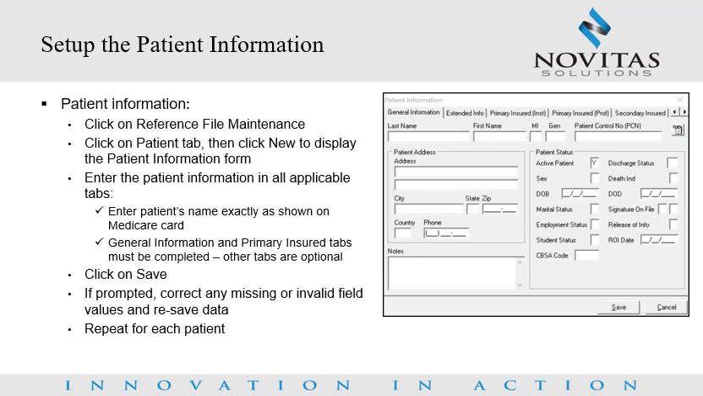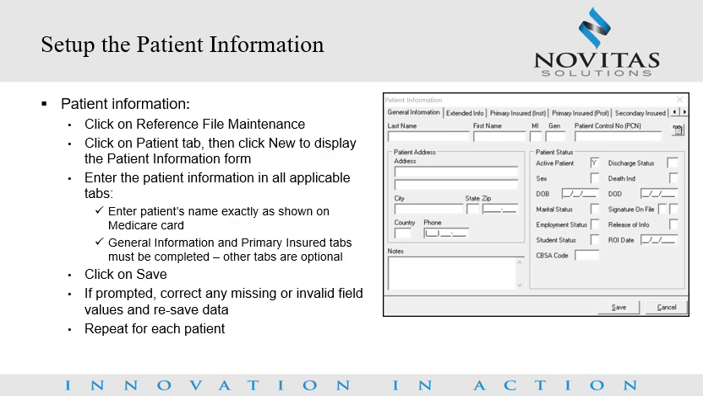Set up the patient information. The provider will also set up patient information. The patient information entered in this file will be available to automatically load from the patient list when entering claims. To set up the patient information, first click on the Patient tab in Reference File Maintenance, and then click on New to display the patient information form.